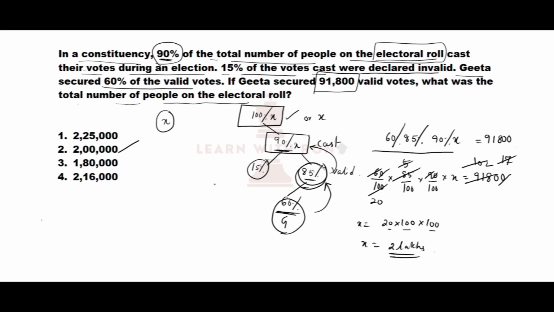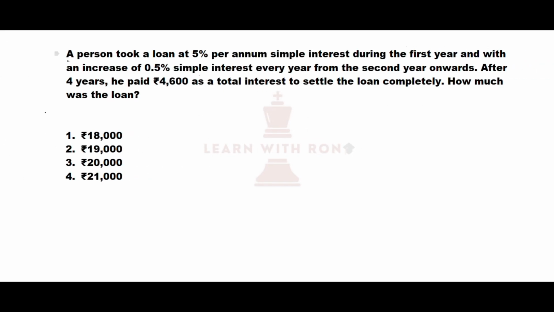Let's see the next question. Here they have given a person took a loan at 5% per annum simple interest during the first year, which means the first year rate of interest is 5%, and with an increase of 0.5 percentage simple interest every year from the second year onwards, which means for every successive year the 0.5 percentage is increasing. After 4 years, means for up to 4 years the 0.5% is increased for every year.